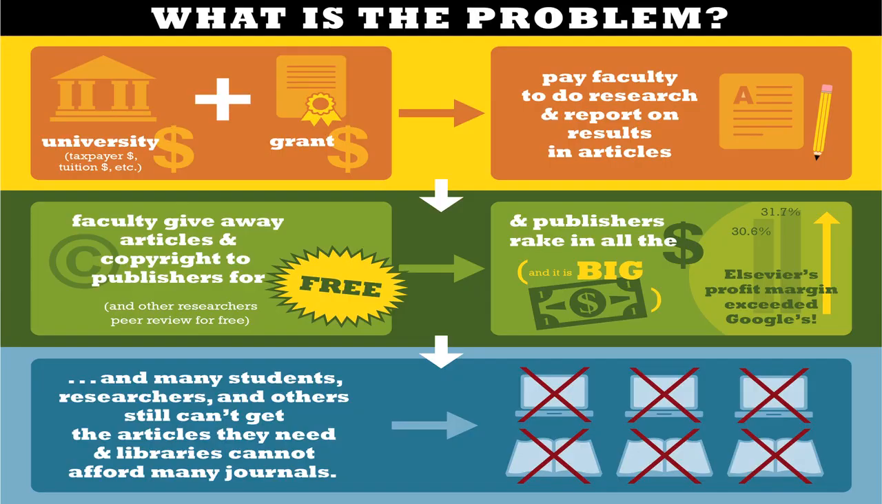So let's break down that insanity a little bit more carefully. University money, which generally consists of taxpayer money, tuition money, and other forms of funds, combined with grant money, altogether pays faculty to do research and record the results in articles. And then faculty give the articles and their copyright to publishers for free, and other researchers peer review for free. And then university libraries, the same universities where all of these people work, pay dearly for access to those articles.